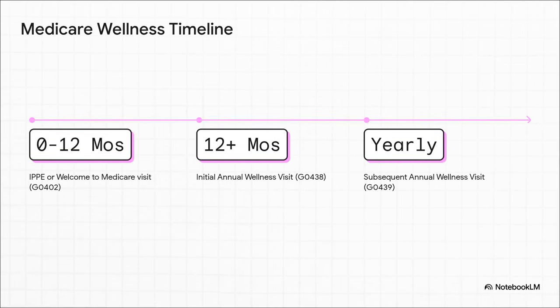With Medicare, everything builds sequentially, based on the exact timeline of the patient's Part B enrollment. It's strict. You can't just pick and choose what sounds right. The code you bill is entirely dictated by how long the patient has been in the Medicare system and what specific visits they've had in the past.